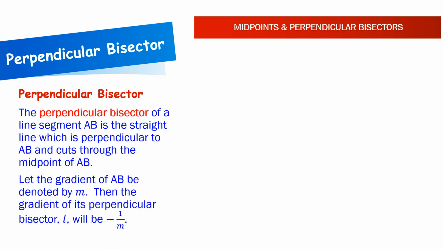We will now look at perpendicular bisectors. The perpendicular bisector of a line segment AB is the straight line which is perpendicular to AB and cuts it through its midpoint. Let the gradient of AB be denoted by m. Then the gradient of its perpendicular bisector L will be -1 over m.